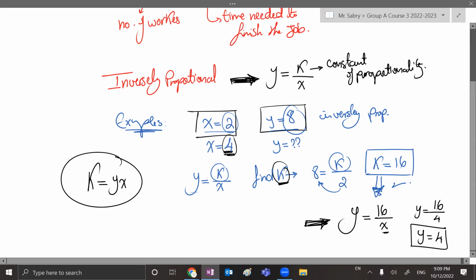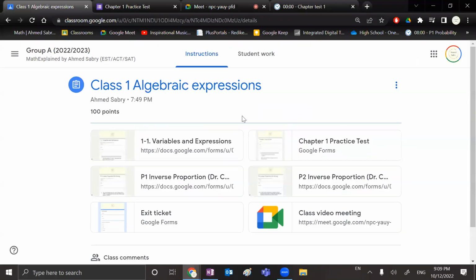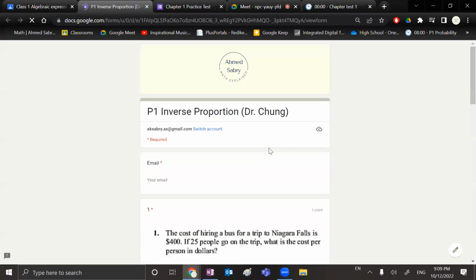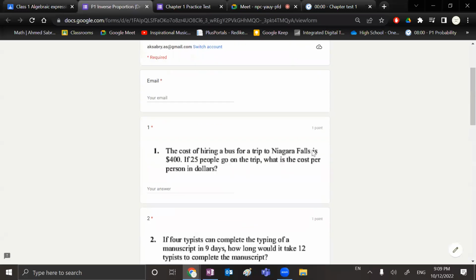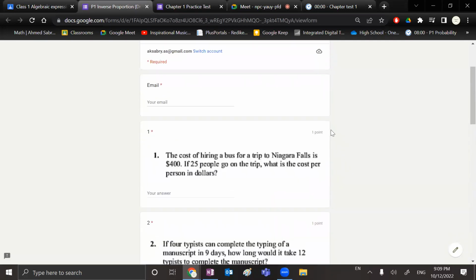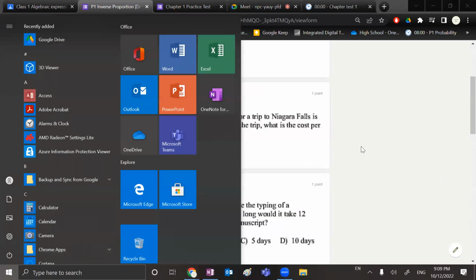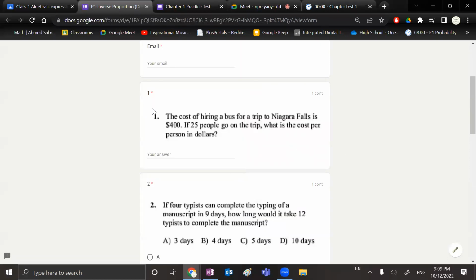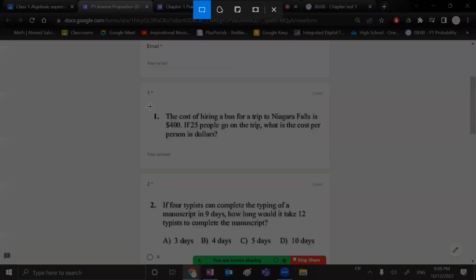Let's check a question. If you go for P1 inverse proportional, you'll see the first question there is discussing exactly that theory.